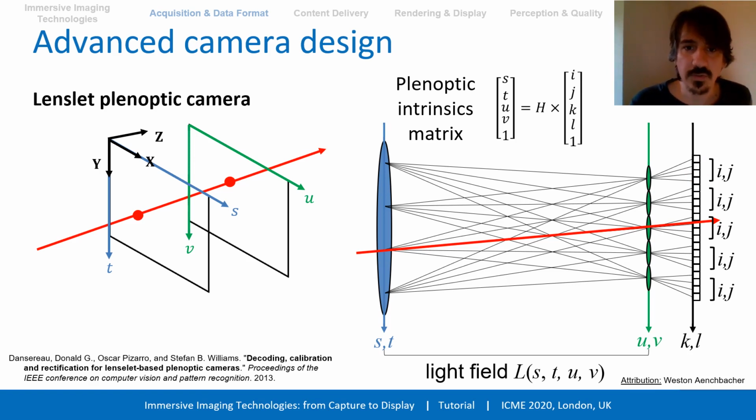I'm not going to go into the details, but the matrix H itself is a 5x5 matrix, and its coefficients depend on the plenoptic camera parameters. So the distance between the main lens and the microlens array, the distance between the microlens array and the sensor, the number of microlenses, the number of pixels on the sensor, the focal length of the main lens, etc.